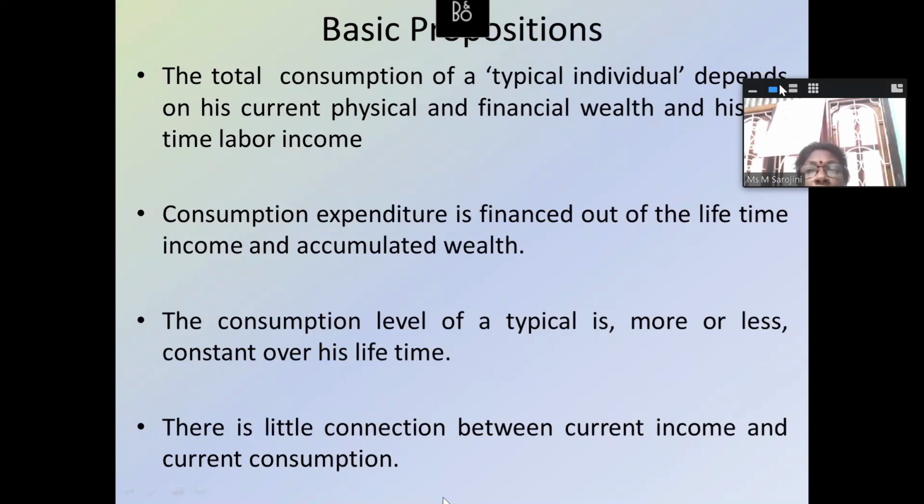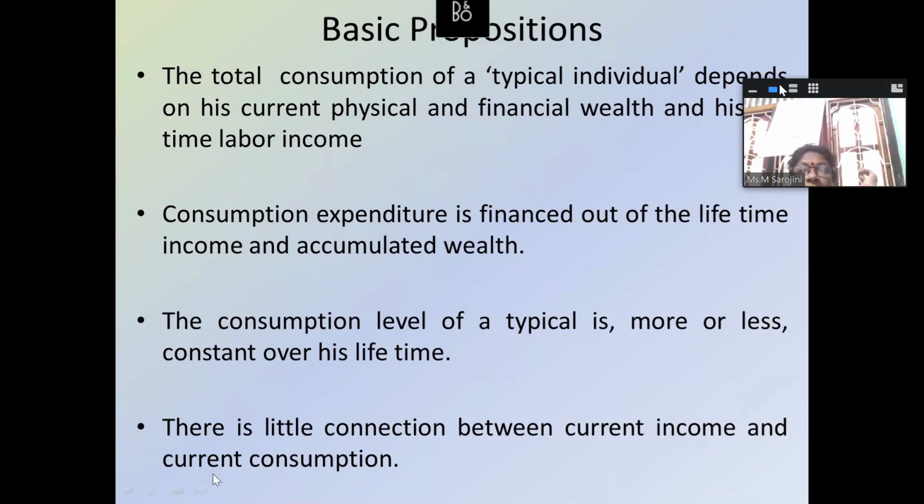Here also some basic propositions. The first one is that the total consumption of a typical individual depends on his current physical and financial wealth and his lifetime labor income, right? His total consumption depends on his financial availability. That may be his earnings, that may be his returns, that may be his other capital as well, etc.